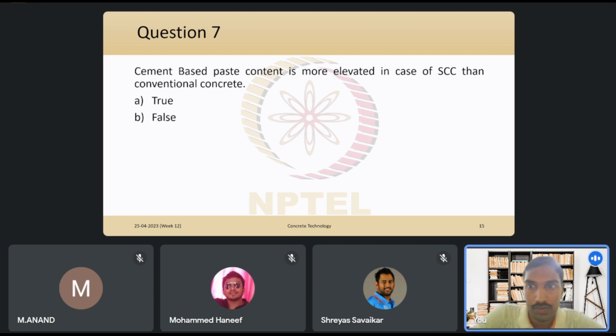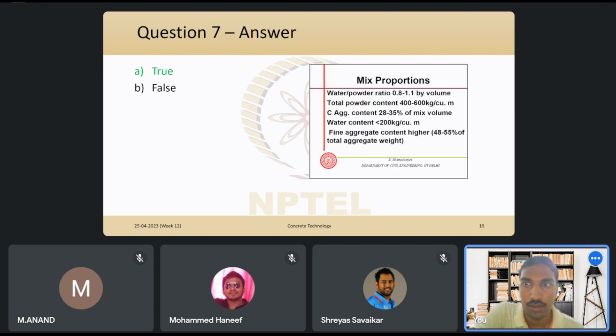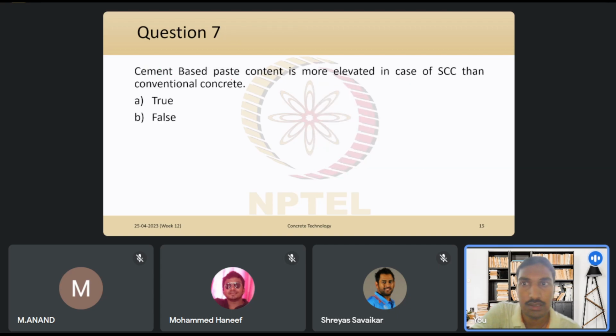Okay, we have two votes for false, one for true. Okay, the right option is, it is a true statement. The given statement is correct. It says that the cement-based paste content is more elevated in the case of SCC than conventional concrete. I think we saw this earlier. Elevated means higher. So the paste content in SCC is greater than the paste content in normal concrete. So this statement is correct.